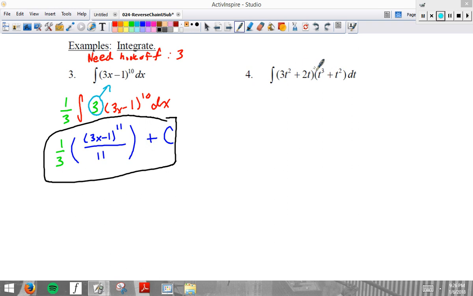I look at what I have on the inside, and I notice when I stare at this really hard that 3t squared plus 2t is the derivative of t cubed plus t squared. The derivative of t cubed is 3t squared. The derivative of t squared is 2t. So I would say this whole thing is the hook off. It's the derivative of t cubed plus t squared, for your notes.